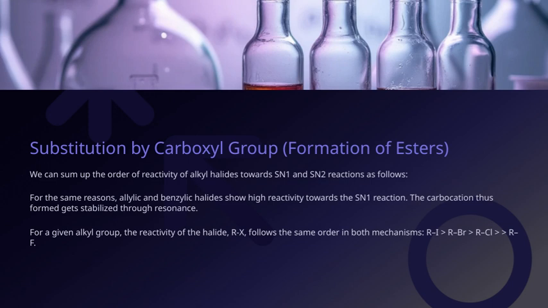Now, for allylic and benzylic halides, they tend to be highly reactive in SN1 reactions. This is because the carbocation intermediate that forms during the process is stabilized through resonance, making these reactions much more favorable. The resonance stabilization essentially spreads out the positive charge, lowering the energy of the intermediate. To sum up, when considering the reactivity of alkyl halides towards SN1 and SN2 mechanisms, we can clearly see a consistent order. Recognizing this helps us predict how different halides will behave in various substitution reactions.